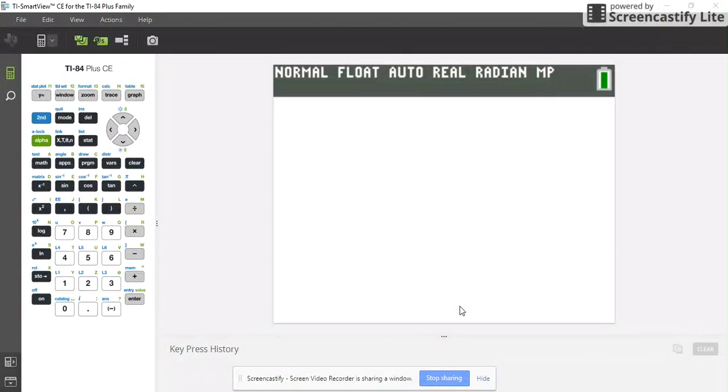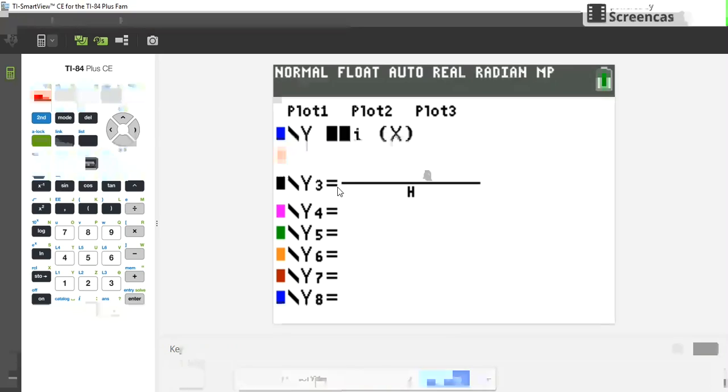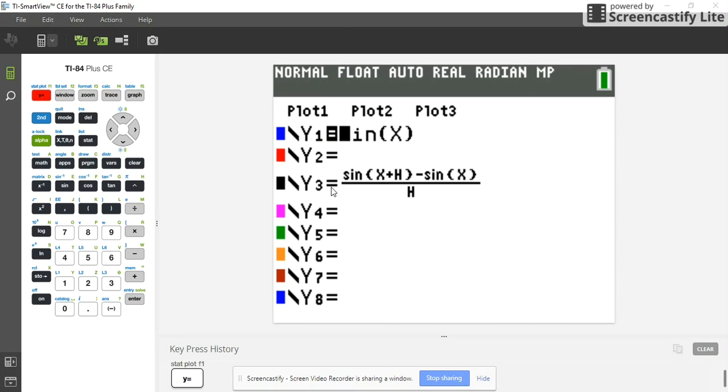Here we have the TI-84 calculator. We're going to take a look at the graph of the derivative of sine. For starters, let's graph sine. So if we go to y equals, see that we have sine x ready to go. We also have the derivative of sine, but it's not activated yet because the equal sign is not highlighted. So this is going to graph sine.